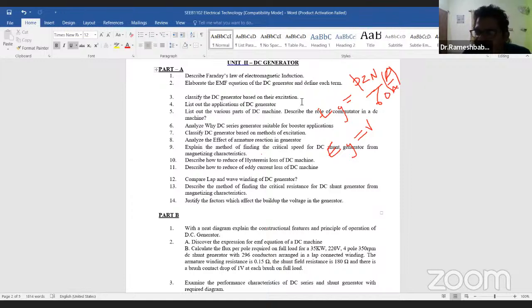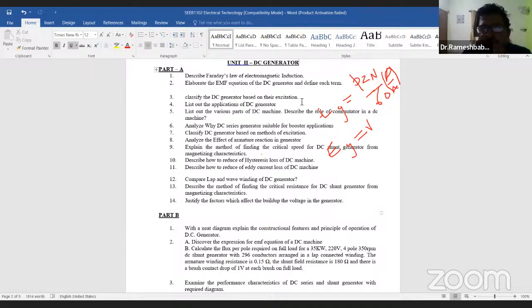The commutator is going to convert AC into DC. Analyze why the DC generator is suitable for booster application. This was also asked in the CA exam question. It has a rising characteristic. When the load current increases, the voltage also increases. So it is a rising characteristic, and it is used for booster application. Classify DC generators based on the method of excitation: self-excited, separately excited, shunt, series, compound.